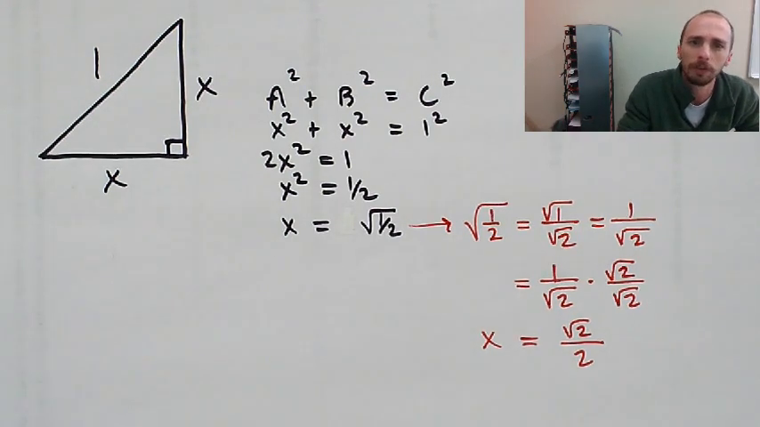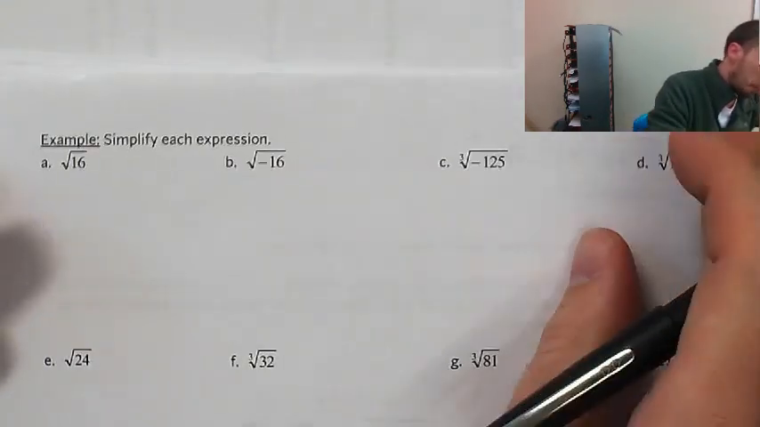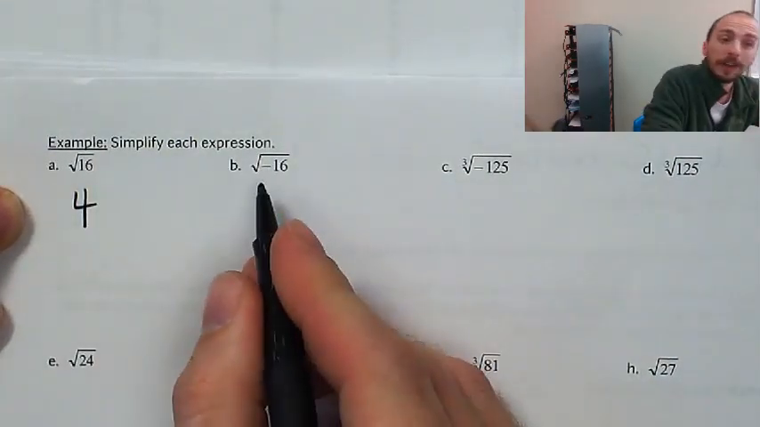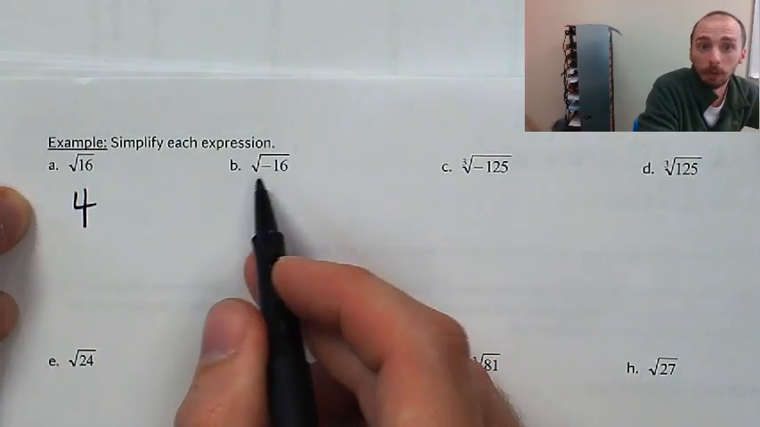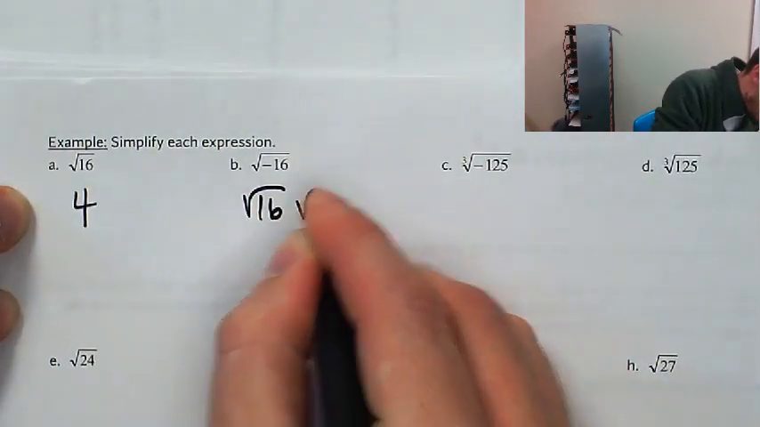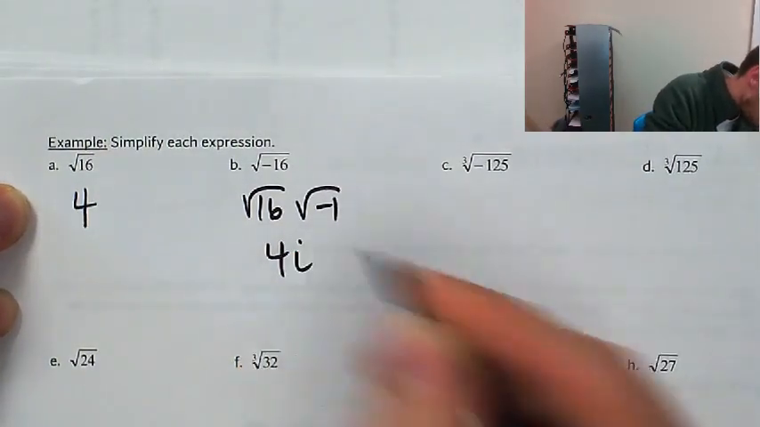But I'm saving that for a different discussion because I'm just showing you how to work with these things right now. All right, so let's simplify some expressions with numbers in them. So the square root of 16, that's 4. The square root of negative 16, that's still in play, right? We just learned about that in the last unit, so that's the square root of 16 times the square root of negative 1. Square root of negative 1 is i, so this is 4i.